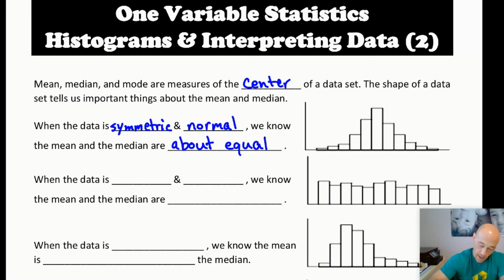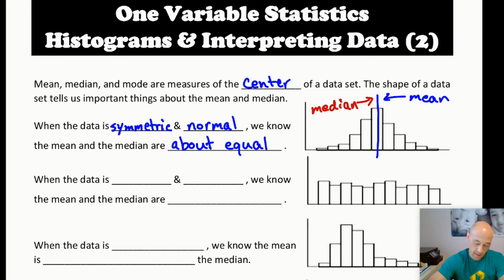So if we were to estimate 50% of the data, we would say 50% of the data is there and 50% of the data is there. That means this is the median. Let's use a different color there for the arrow. That is the median, and it is also the mean. So the mean and the median are about equal.